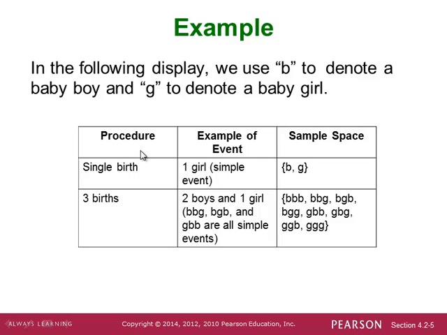Now, in the experiment or procedure of having 3 births, maybe you have 3 mothers in the maternity ward of the hospital, and you're going to observe the genders of the next 3 babies born. It could be boy, boy, boy; boy, boy, girl; boy, girl, boy; boy, girl, girl; girl, boy, boy; girl, boy, girl; girl, girl, boy; girl, girl, girl. So these are the 8 outcomes that are possible if the order in which those genders are born is important.